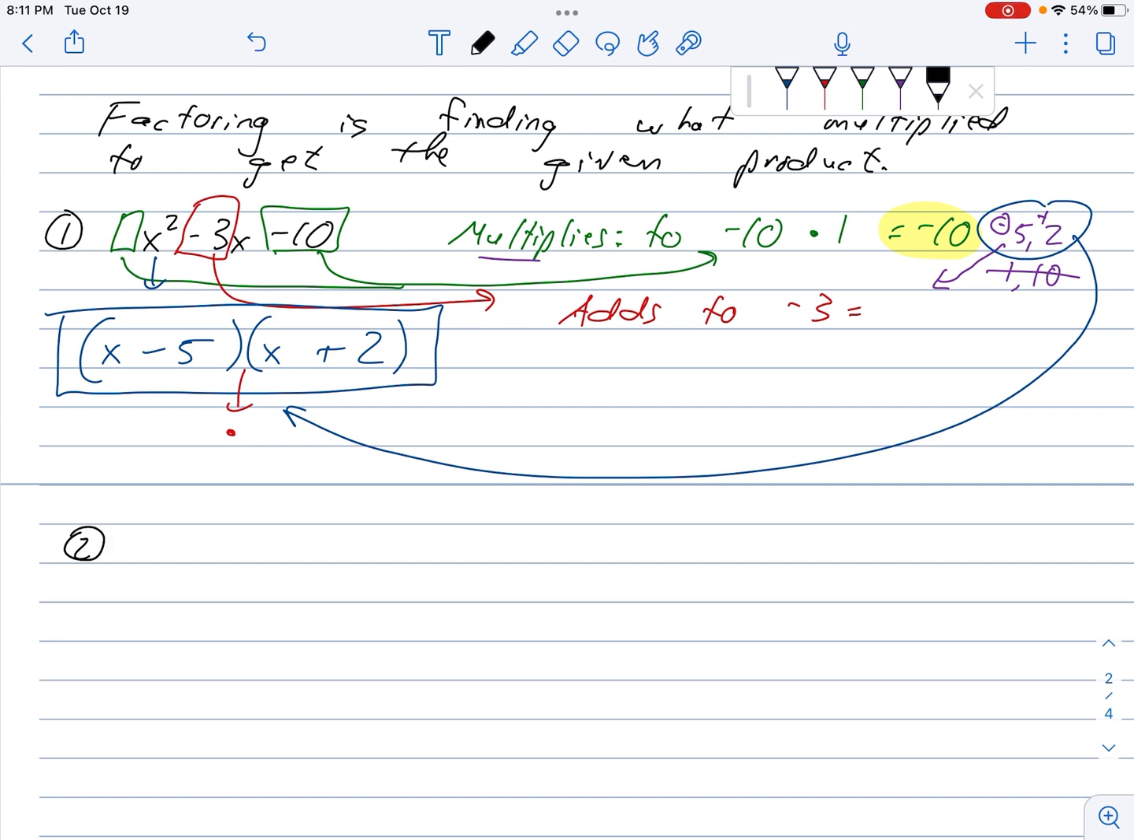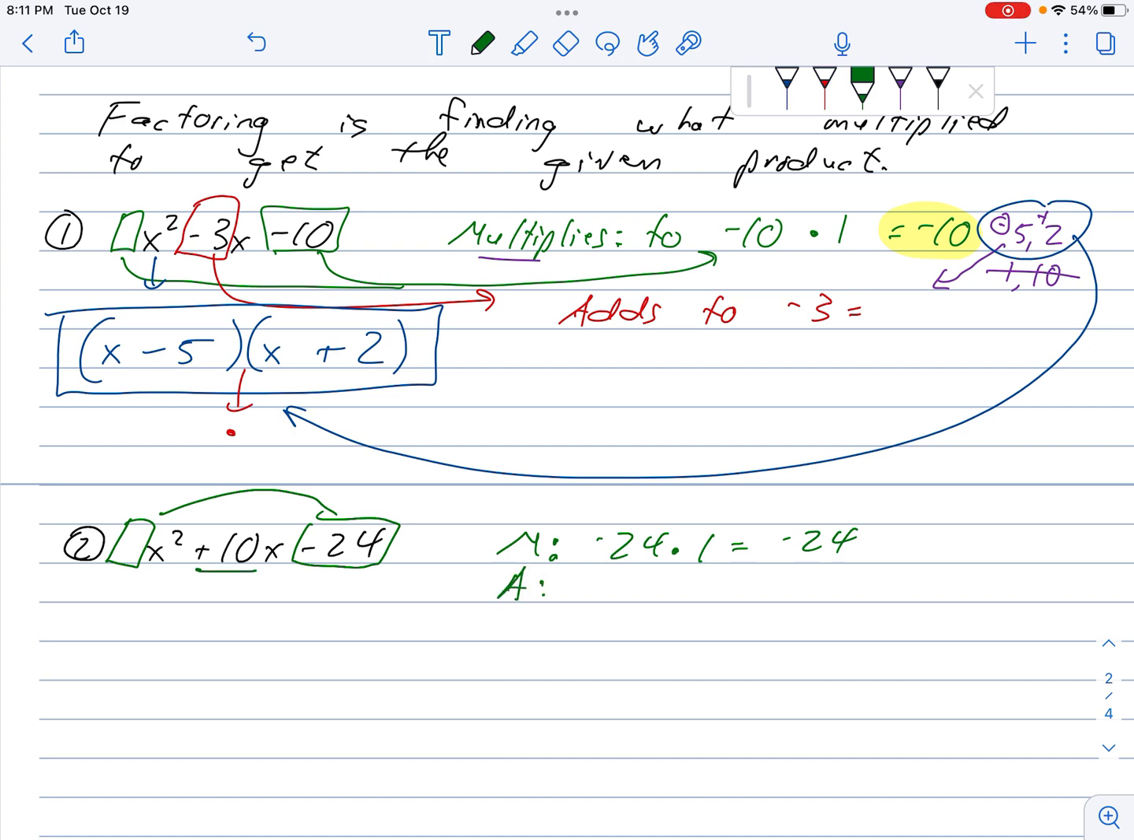Okay, number 2, a different example. x squared plus 10x minus 24. Again, I'm looking for two numbers that multiply to negative 24 times this number, which is just 1. So again, nice and easy. What multiplies to negative 24 and at the same time adds to positive 10? The sign matters, positive 10.